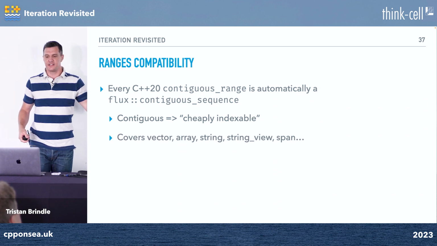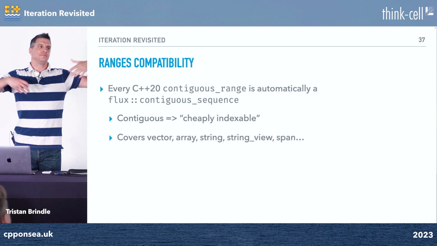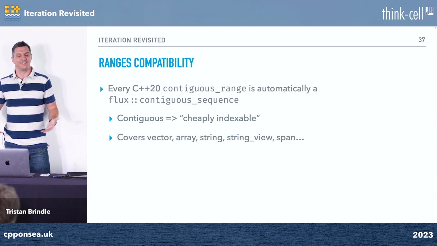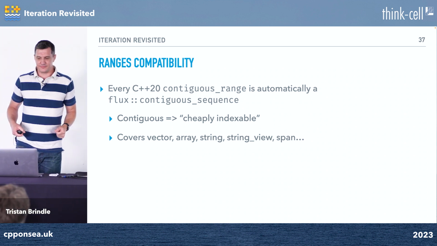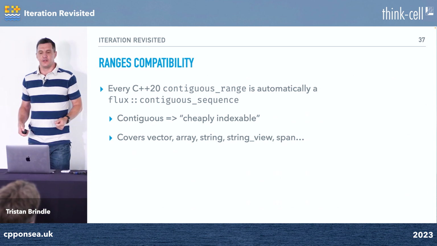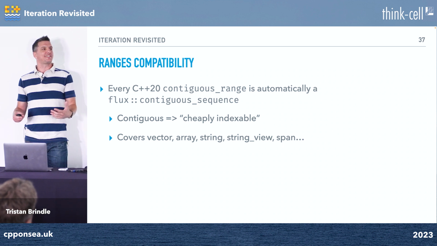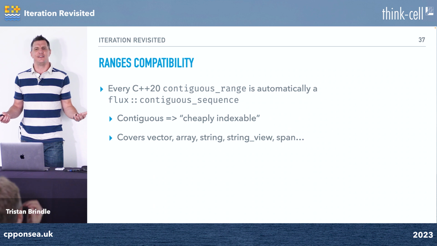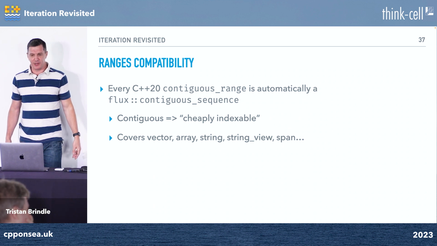So this covers vectors, arrays, strings, string view, span, all of these things that you really want to be using in your code. So any contiguous range, automatically a Flux sequence. There are other kinds of ranges, sadly, that people use. Sometimes people use containers that aren't vector, apparently, which is weird, but apparently people do it.